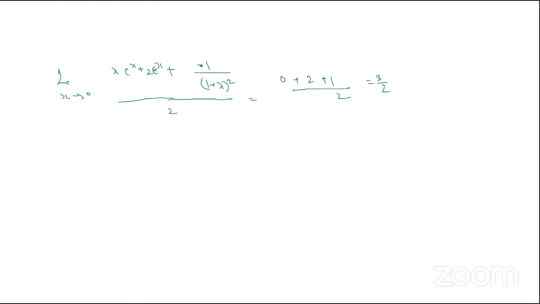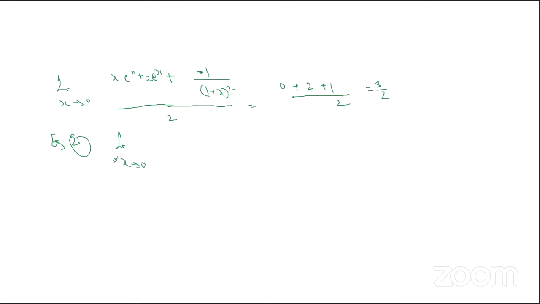Okay, next. We solve one more for check your progress. Next. Second example. Evaluate limit x tends to 0, 1 minus cos x whole divided by x square.